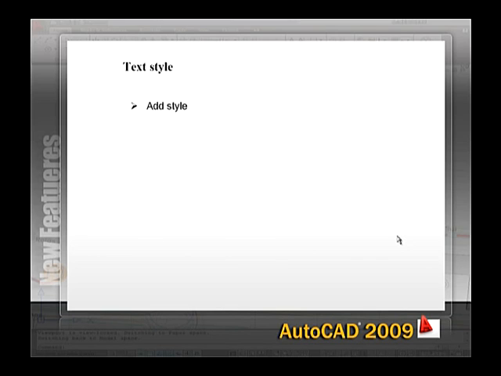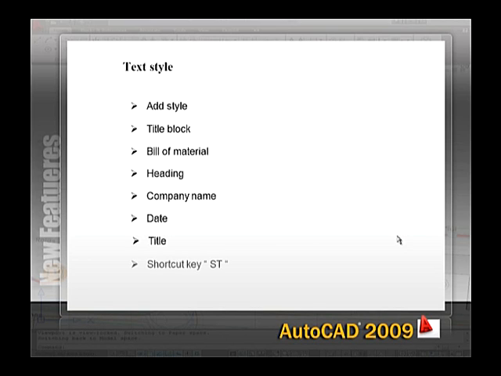During the creation of a title block for the bill of material in a drawing, there is a need to create text with different styles for specifying heading, company name, date, title, etc. For this option, we can use the Text Style command. The shortcut key used to type on the command line is ST. Let's see how to create Text Style.